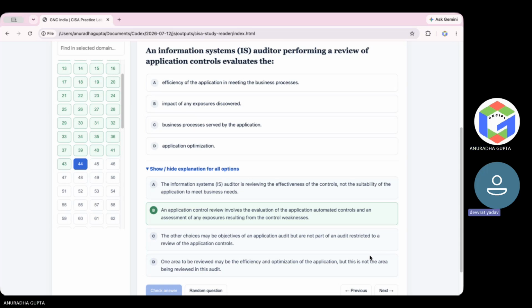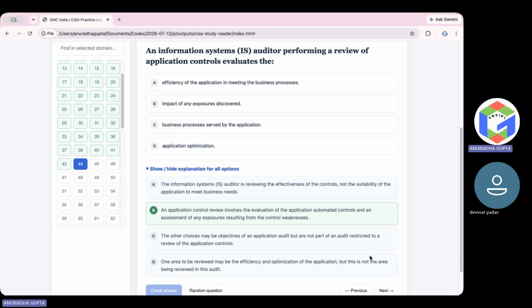I got it. Why is option B selected? I got it. But why is option A not selected? That I want to understand. So here it is written that the information system auditor is reviewing the effectiveness of the control, not the suitability of the application to meet the business need. Okay, fine.